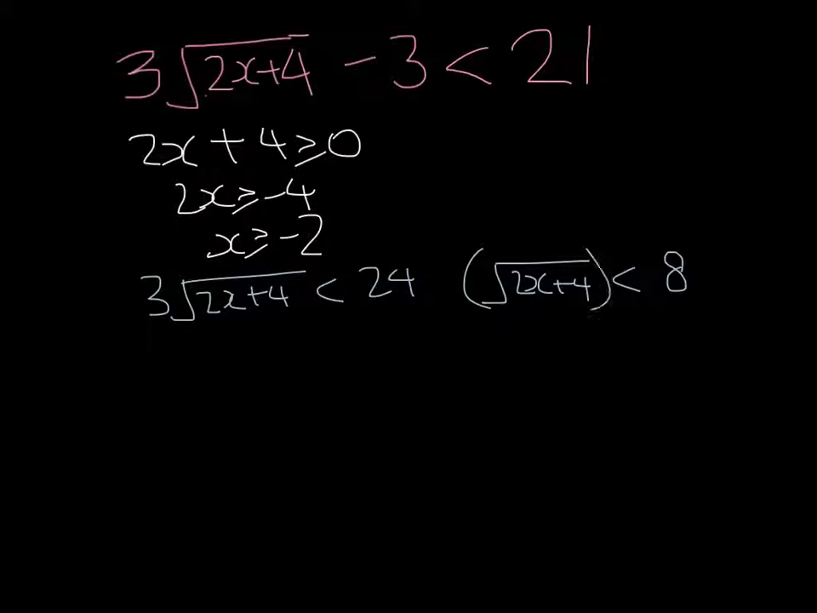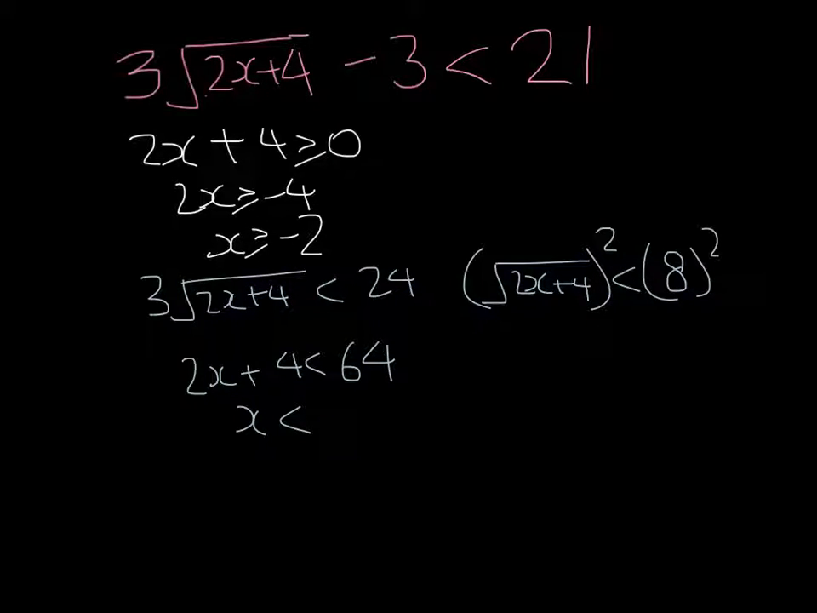And now we'll want to raise both sides to the power of 2. Now we can just solve for x and say that x is less than 64 minus 4 divided by 2, or 30. This gives us an interval, -2 to 30, x is between these two numbers.